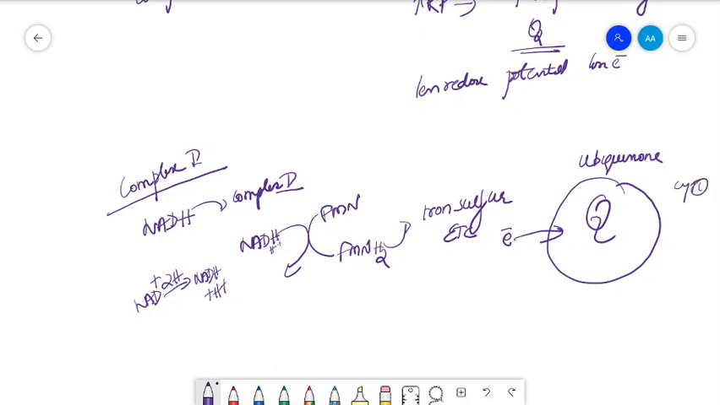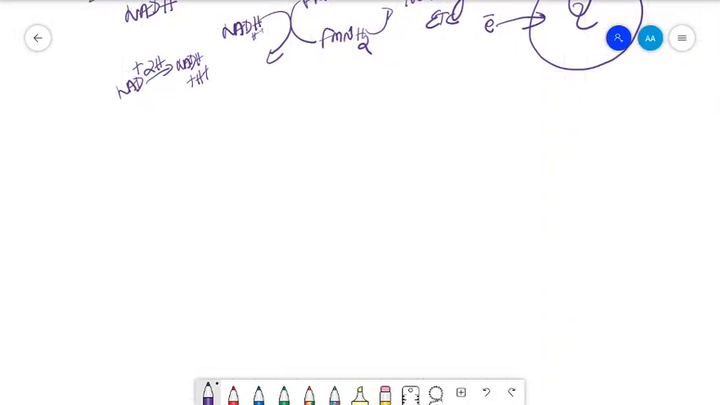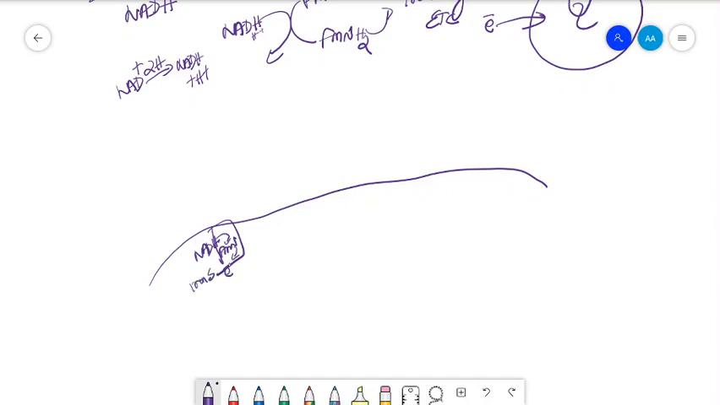So complex 1 transfers the electrons to ubiquinone. That is, if this is the inner mitochondrial membrane, this is complex 1, NADH enters here, transfers the electrons, the hydrogen atoms to FMN, through the iron sulfur clusters, and finally the electron is transported to ubiquinone. So ubiquinone receives electrons from complex 1.